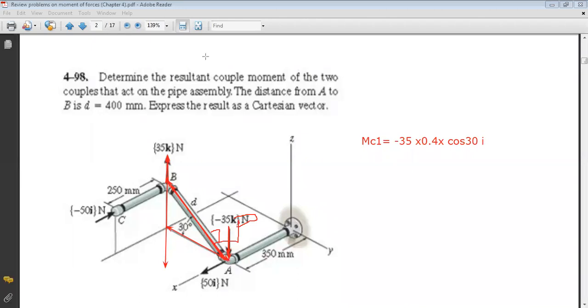Doctor, is the minus in 35 in MC1 because it's clockwise? Because from the right hand, look, in 3D, we don't talk about clockwise and counterclockwise. We talk about clockwise and counterclockwise in 2D. In 3D, we do the right-hand rule. And as you can see here, the thumb will point in negative X direction. So it's a negative moment along x.